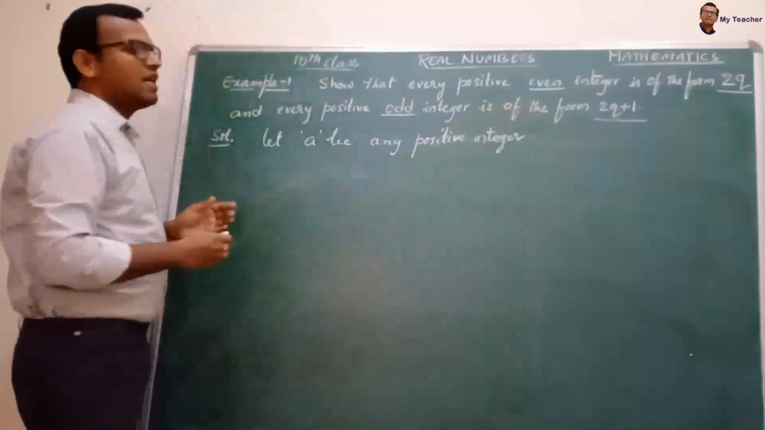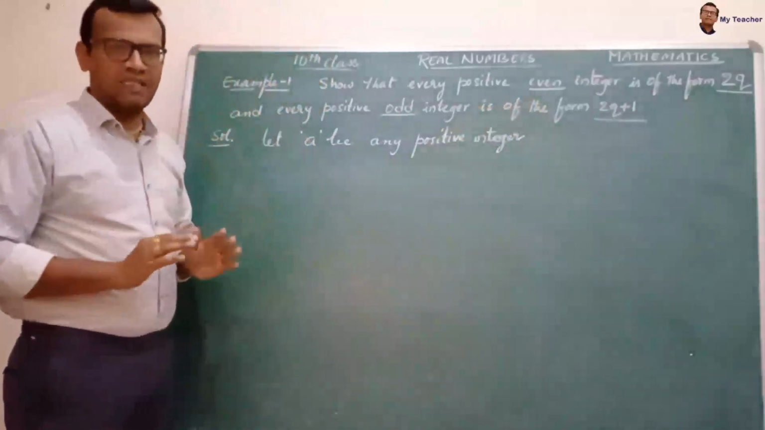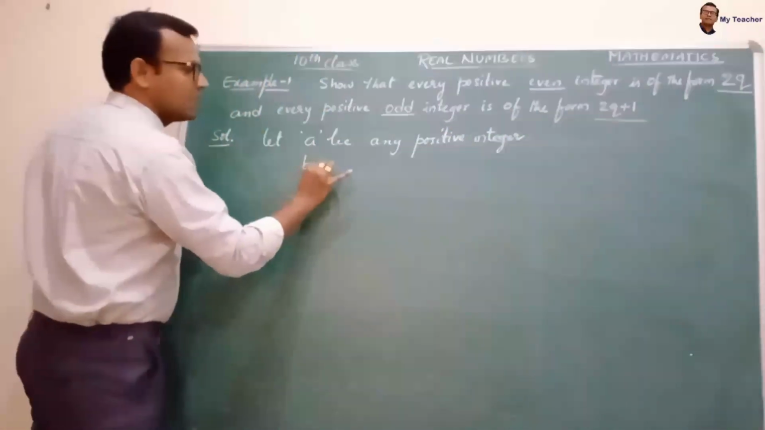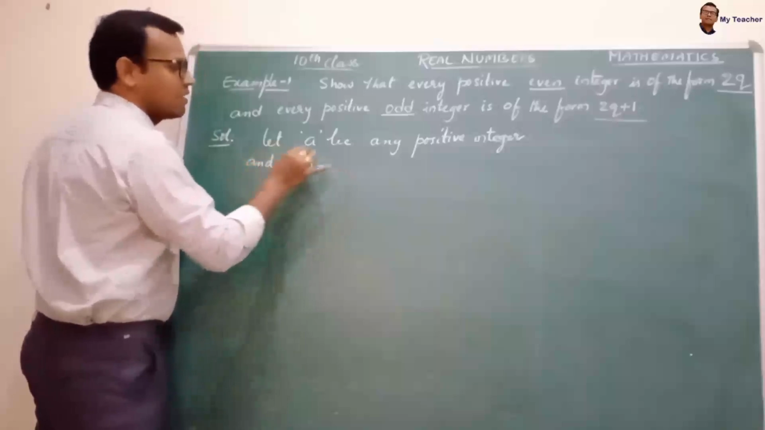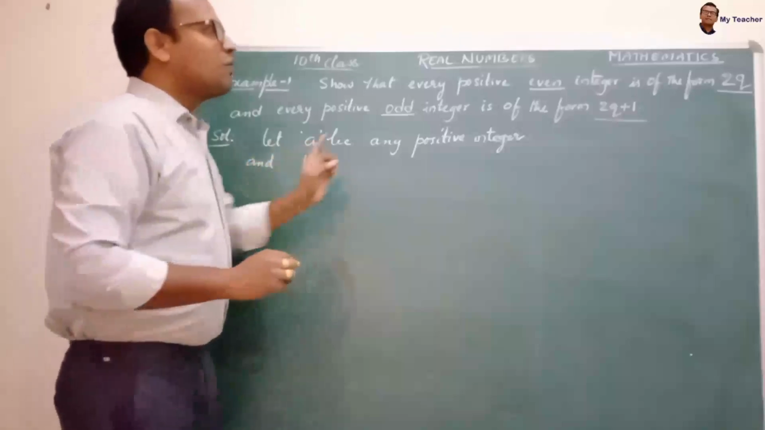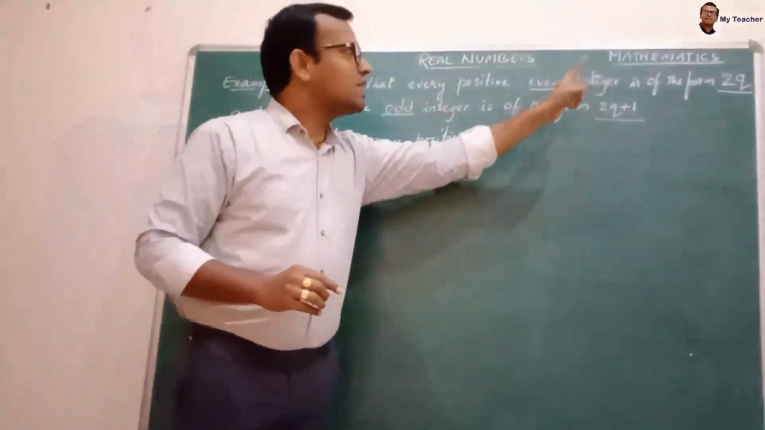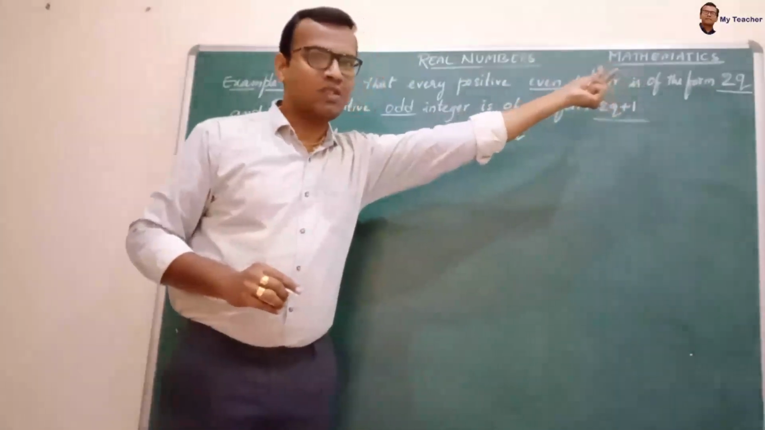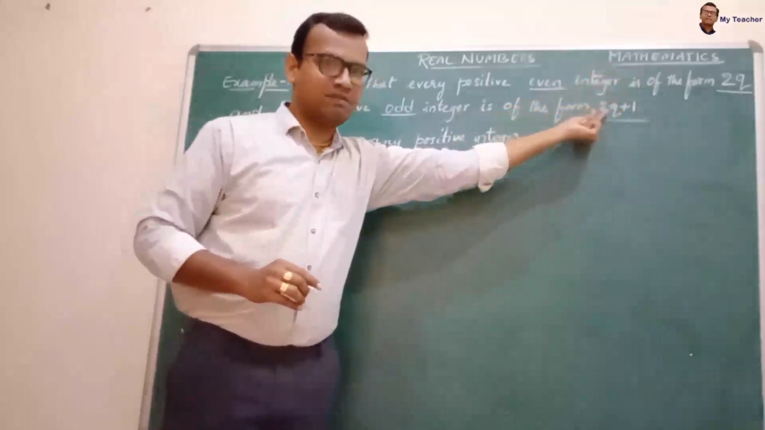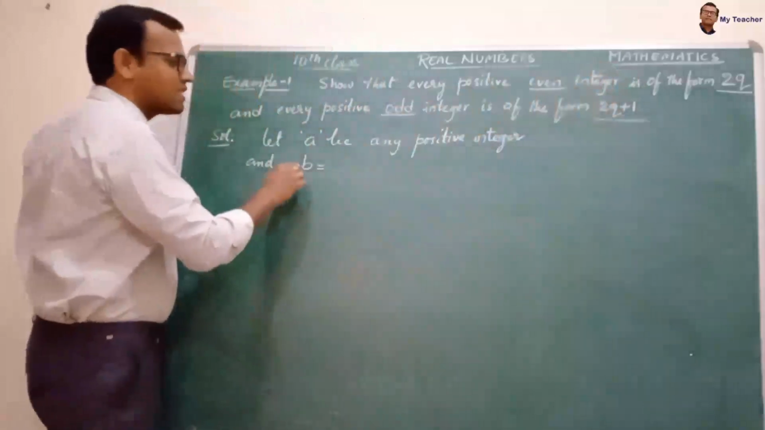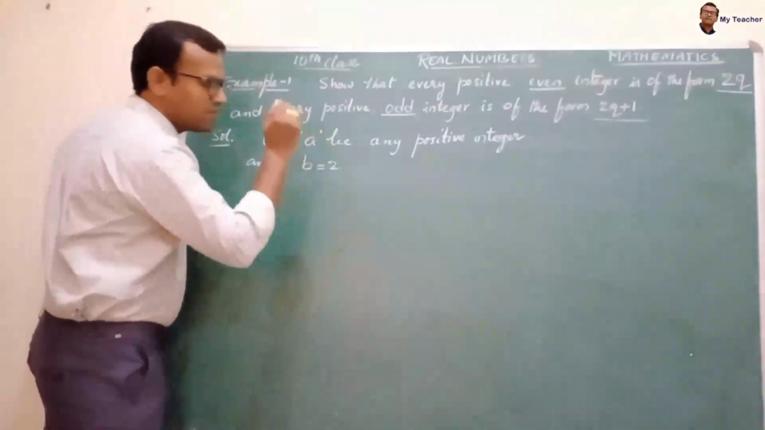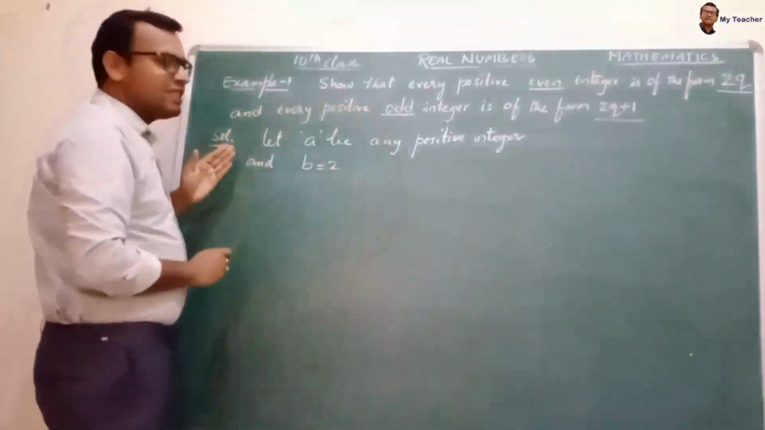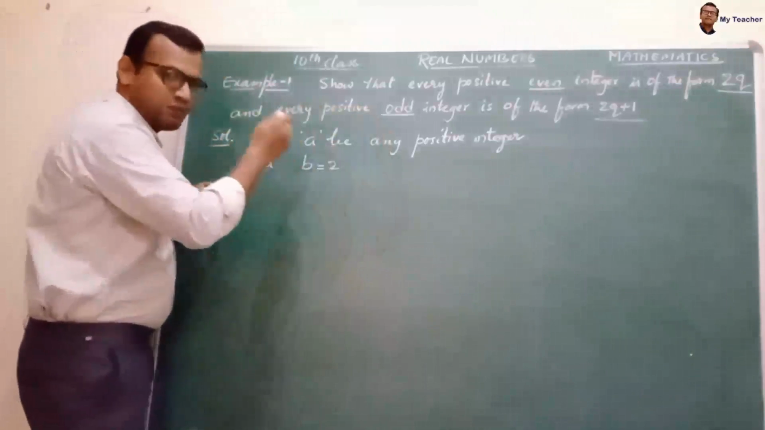So we are assuming that a is some positive integer and b is equal to, see what we have to show? We have to show that an even integer is in the form of 2q. So the coefficient there is 2. Whatever coefficient they keep, that has to be taken as the value of b. So b is equal to 2. So we are assuming that a is any positive integer and b value is 2.